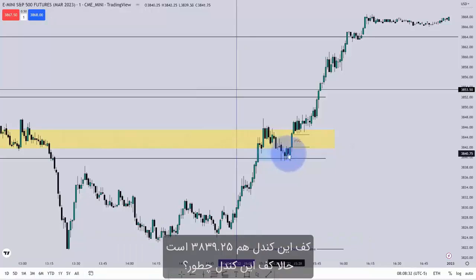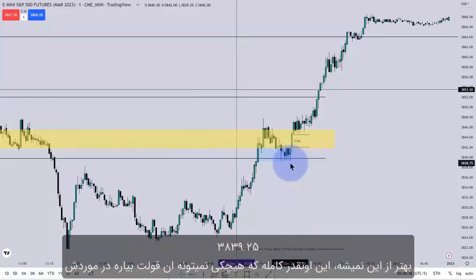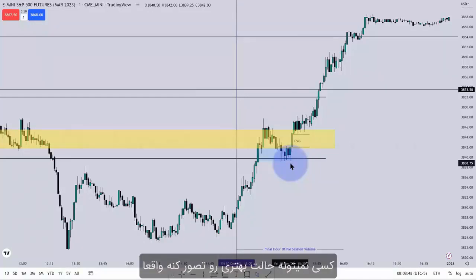What about this low right there, right here on that candle? 38.39.25. Folks, that's perfect. Okay? That is absolutely perfect. You cannot argue. You cannot improve upon it. You can't say anything could have done it better.